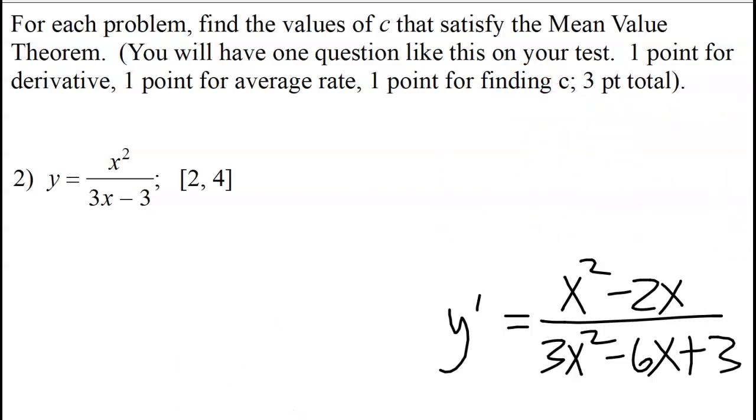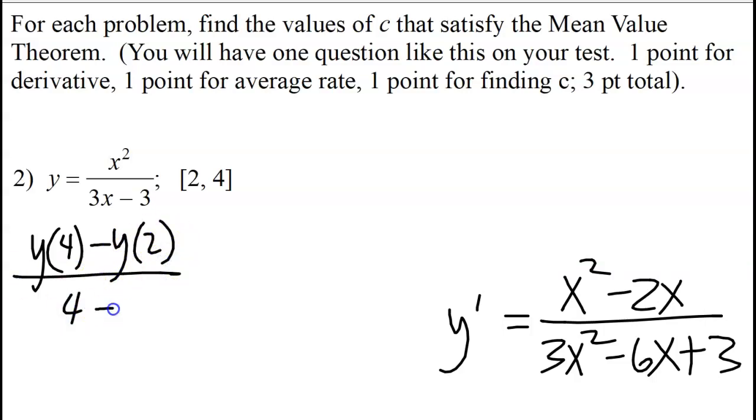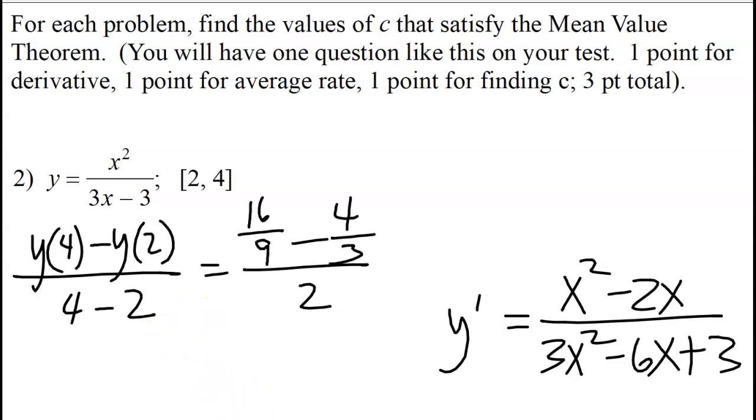Now we're going to go ahead and move into step 2, which is where you find your average rate of change. So we're going to do y of 4 minus y of 2 over 4 minus 2. And we find these, once again, by plugging the numbers into the original function. So let's see what we get out of that. The bottom is going to be equal to 2. And let's figure out what our two top numbers are. If I plug in 4, let's see what I get. That's what we get there.